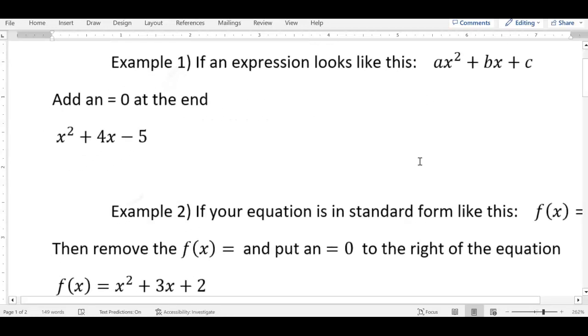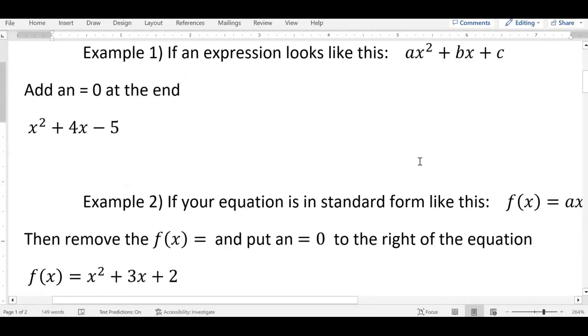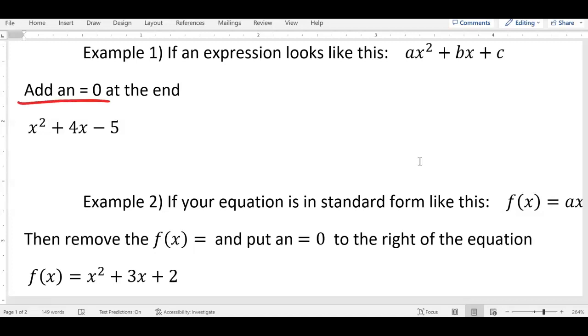Now, here's an example. What if you just have an expression like this? So look at this, x squared plus 4x minus 5. What if there is no equal sign? Well, all you do is add an equal 0, easy, okay? So go ahead and put equal 0. All we're doing so far is making sure it equals 0. So if you don't have an equal 0, you just write equal 0, easy, cool.